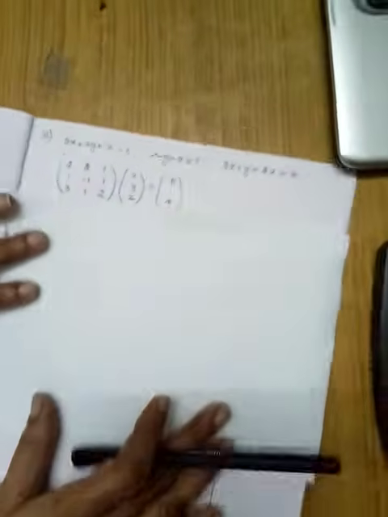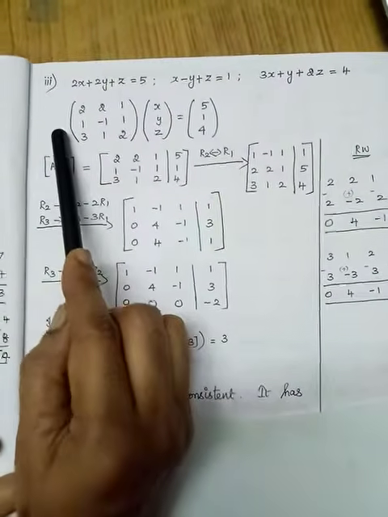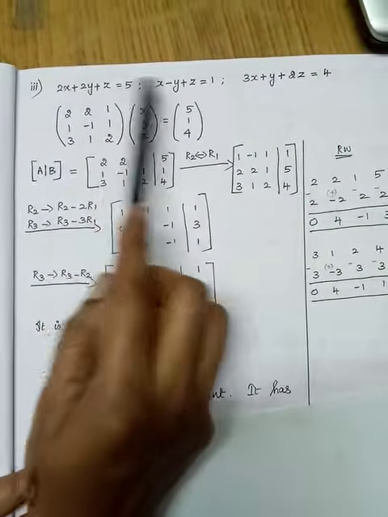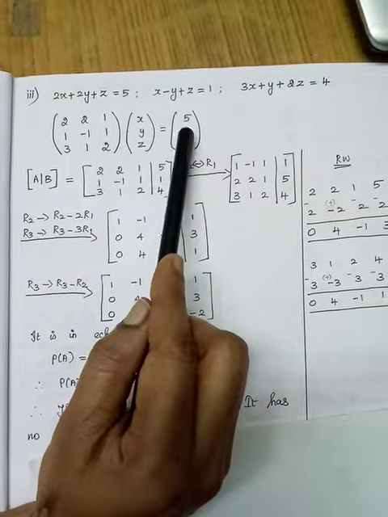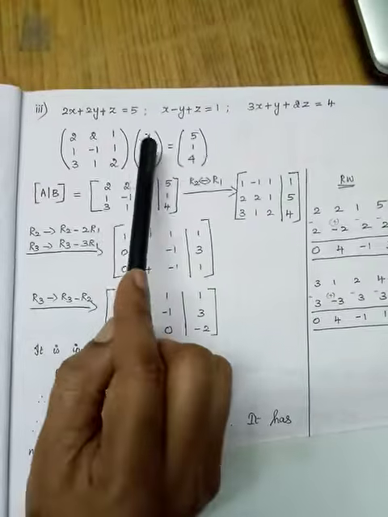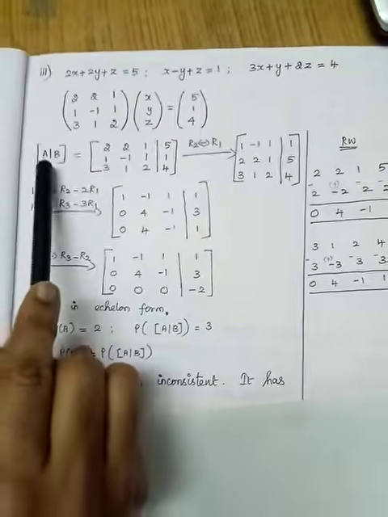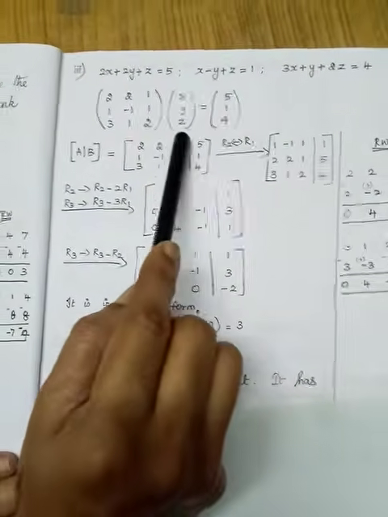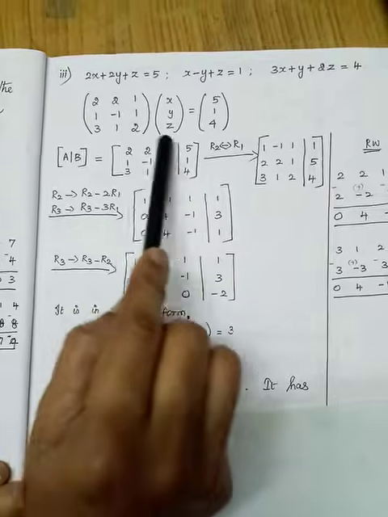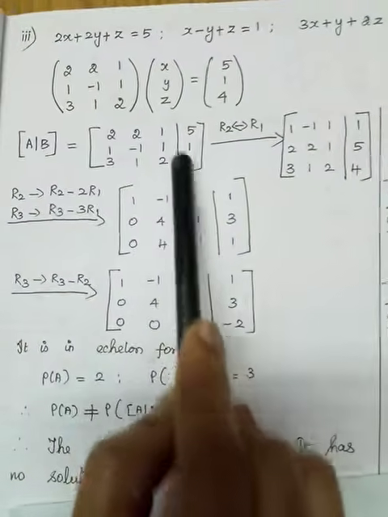We'll see the problem, the third subdivision. Look at this. There are 3 equations. What is the first step? You have to write the system of equations in the matrix form, AX is equal to B. So this is A, this is the X matrix, and this is equal to B. What is the next step? You have to write the augmented matrix. First, the coefficient matrix A has to be written, and beside it you have to write the B matrix.